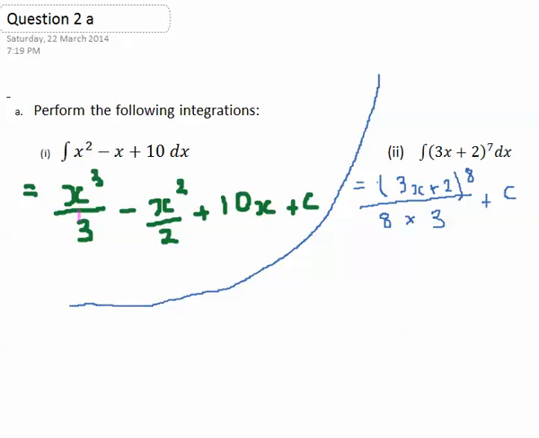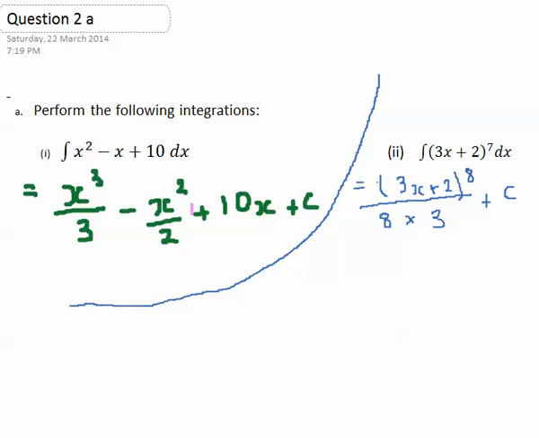Okay, first one. Now there's absolutely no tricks to this one. What we do is we raise the index by 1 and divide by the new index, term by term. So x squared goes to x cubed on 3, minus, there's an invisible 1 there, a little bit visible now, x to the power of 1. Raise that by 1 to get x squared and divide by the new index, 2.